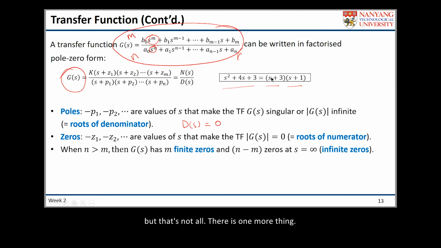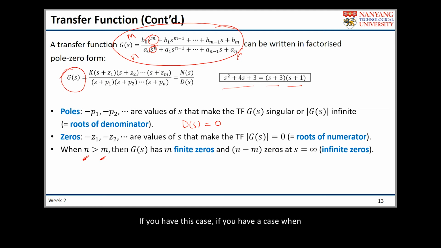But that's not all. There is one more thing. There is also another term that we call infinite zeros. Infinite zeros is different than zeros. So what is infinite zeros?